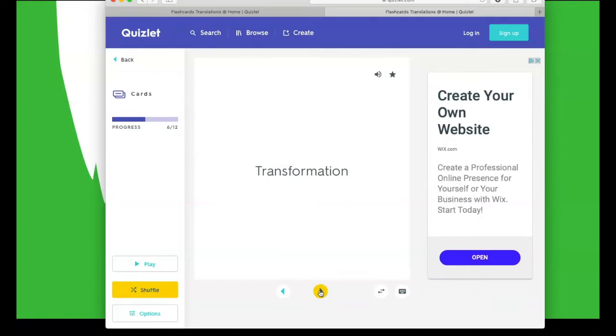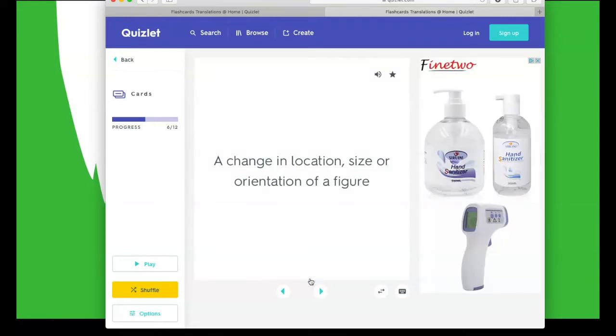Can you tell me the definition for transformation? We haven't said the word in a few days. We said translation, but what is transformation? We did it the first session when we were talking about translations at the beginning of our sessions together. So go back and check if you need to, but if not, here you go. A change in location or size or orientation of a figure. Good.